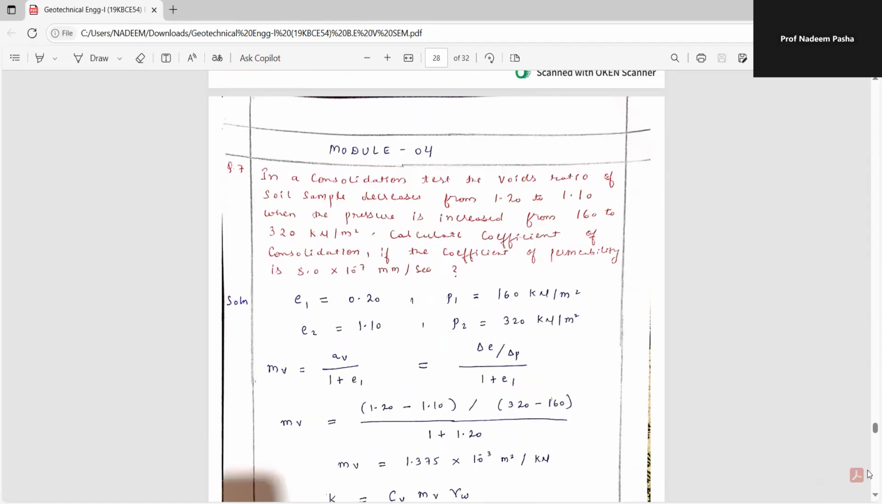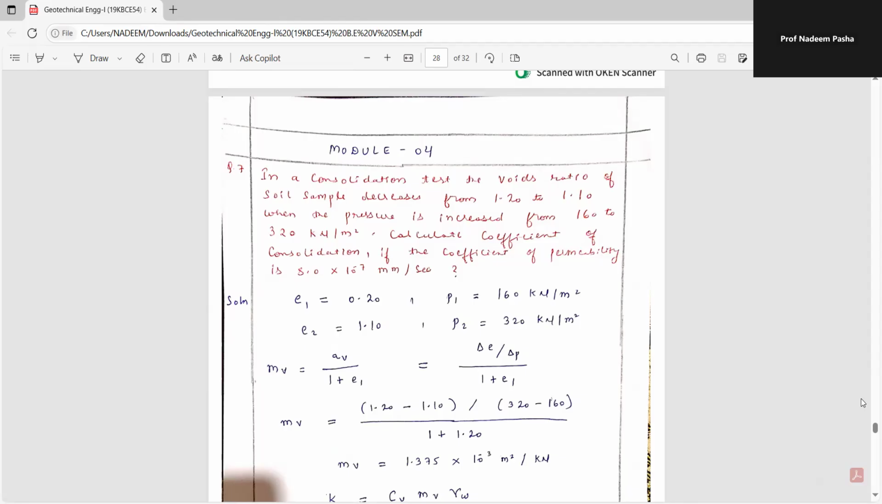In a consolidation test, the void ratio of soil sample decreases from 1.2 to 1.1 when the pressure is increased from 160 to 320 kilonewton per meter square. Calculate the coefficient of consolidation if the coefficient of permeability is 8 into 10 raised to minus 7 mm per second. So your E1 is equal to 1.2, E2 is equal to 1.1, P1 is equal to 160, P2 is equal to 320.